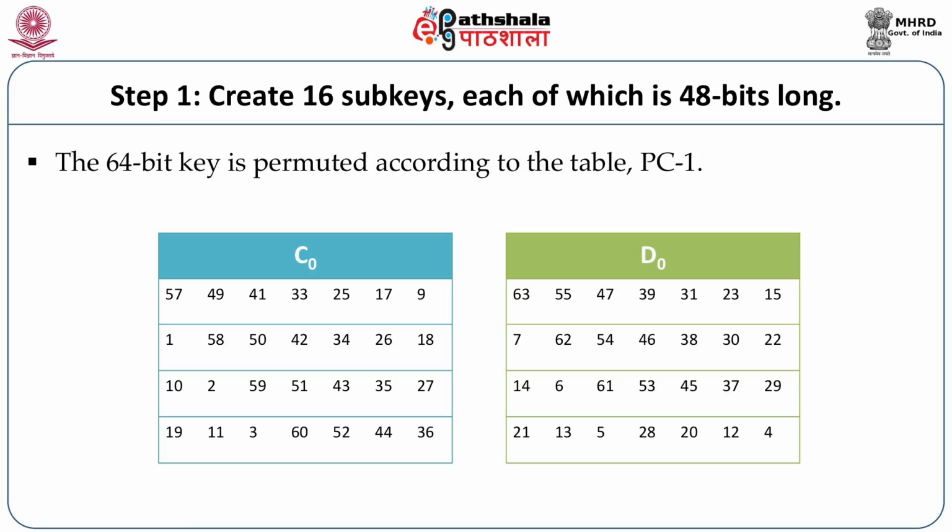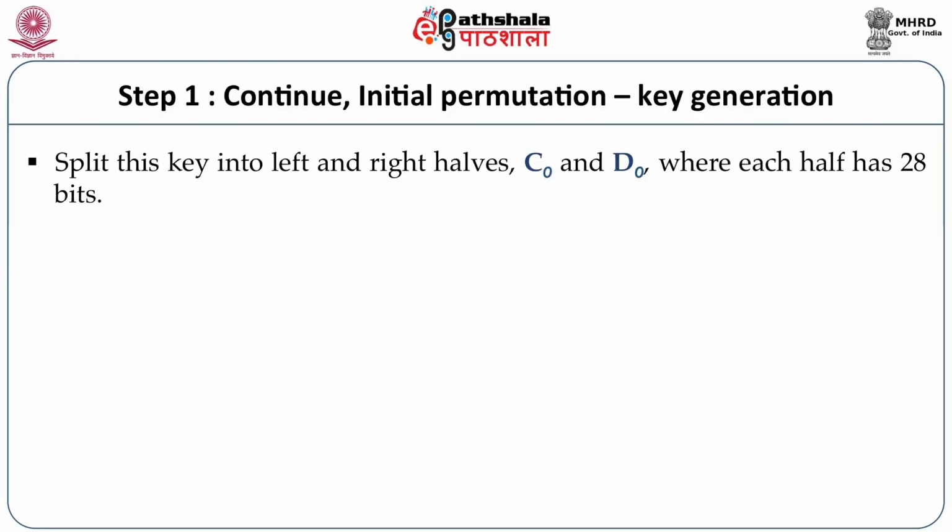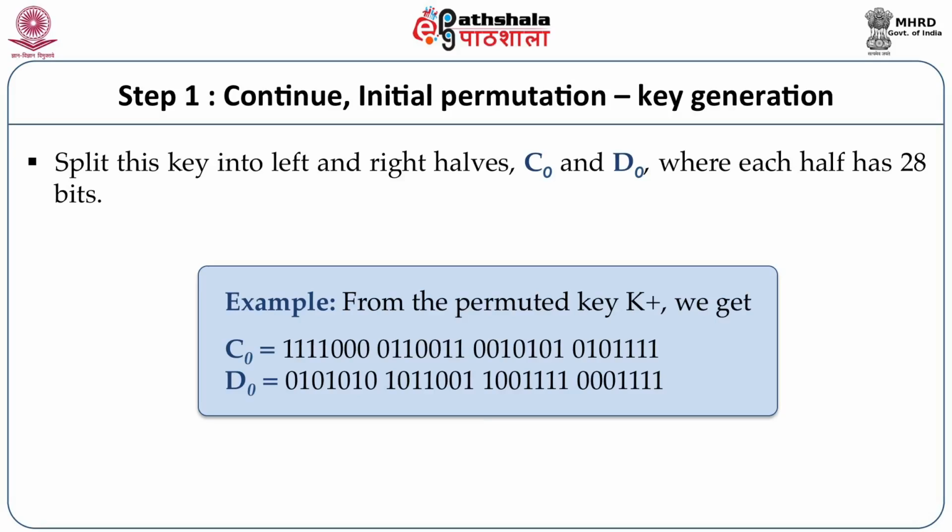We have already discarded 8 bits, the multiples of 8, in the gap of 8, all those bits are already discarded. We have performed the initial permutation. So now we are with the 56-bit key. Split the key into left and right halves, C0 and D0. Each half would consist of 28 bits. Perform the permuted choice, and we will get C0 and D0.